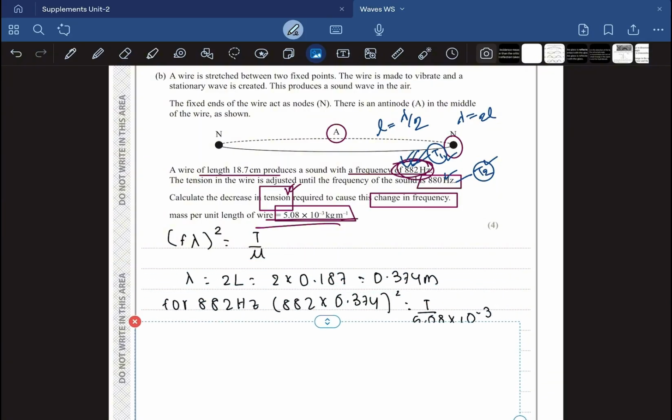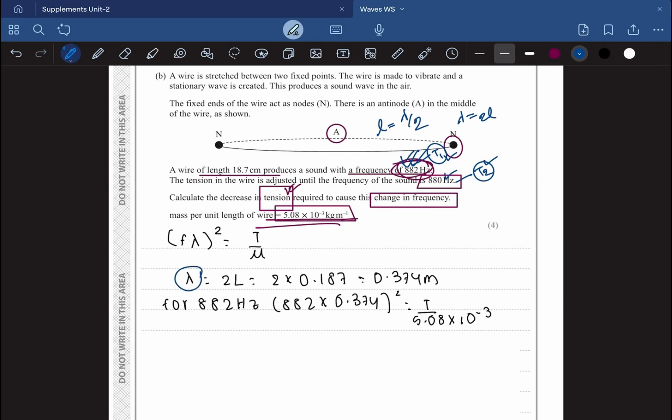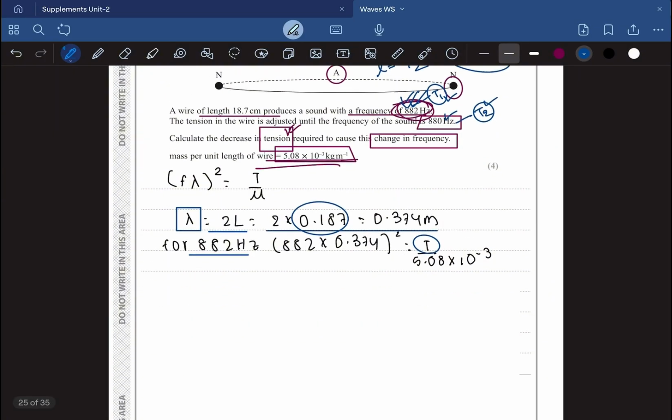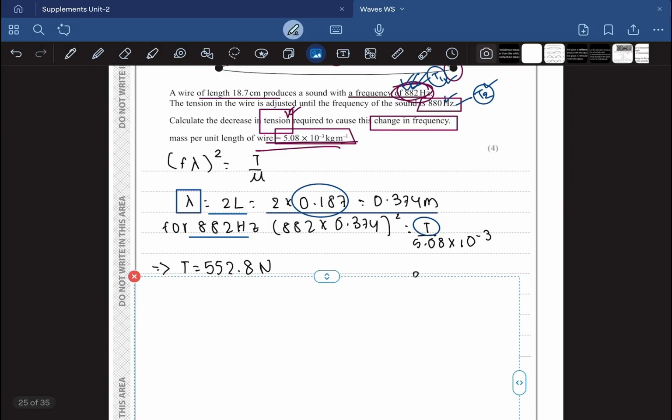So for 882, this is how we are going to do this. First of all, using the lambda, we'll figure out 2L. We know the formula of lambda is 2L, right? So here we will multiply 2 into the length that they have given us. This is the length that they have given us, which needs to be converted into meters. They have given us in centimeters. Using this, we will figure out the tension for 882 hertz, and the value of that tension is going to be 552.8 Newton. Now we will do the same math for 880 hertz.